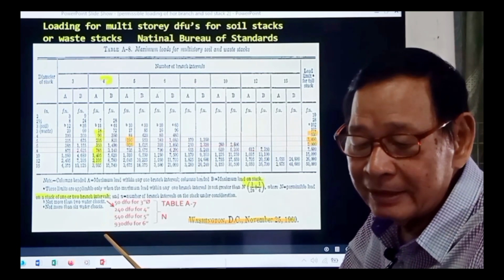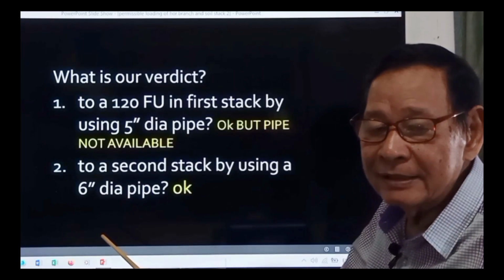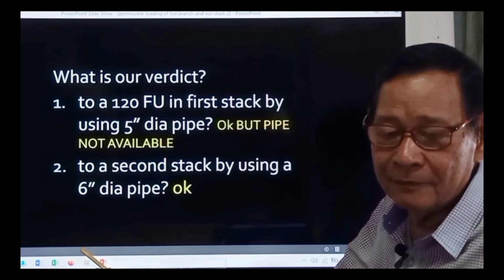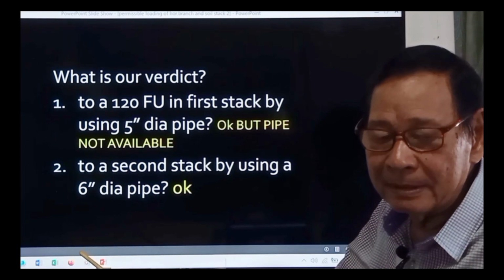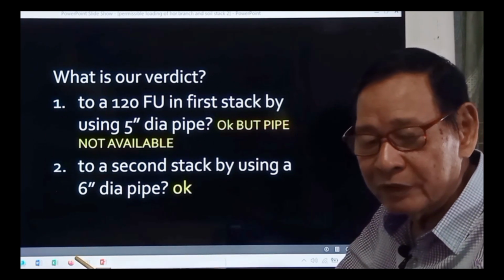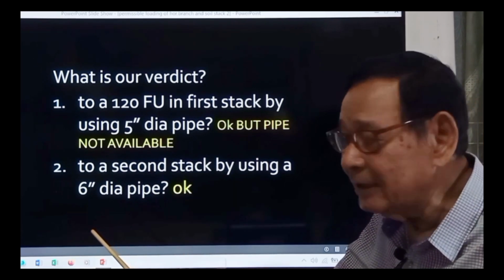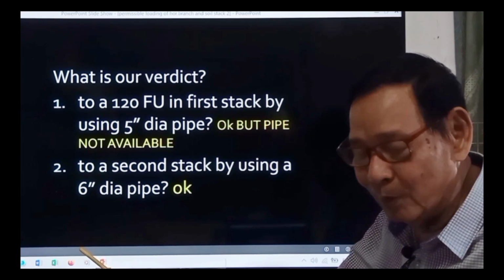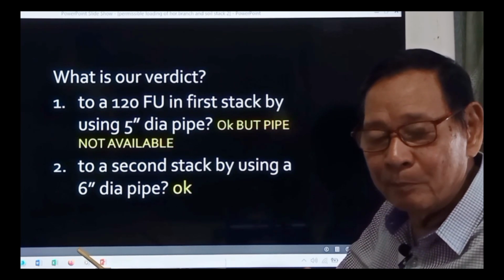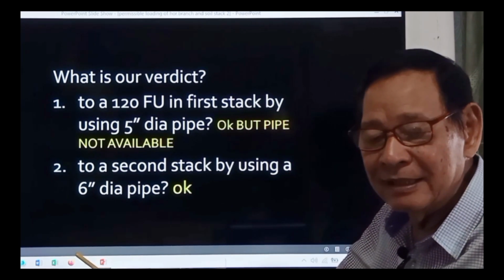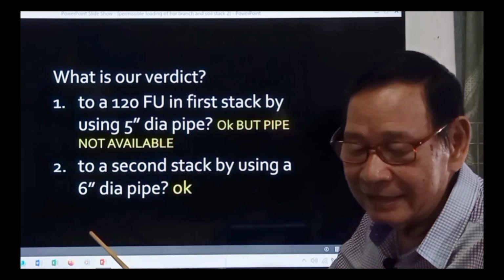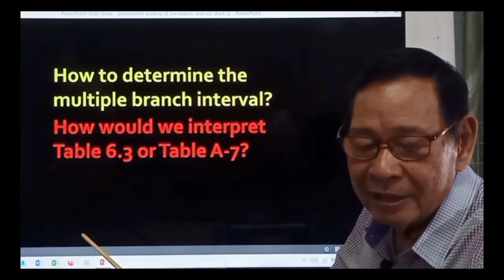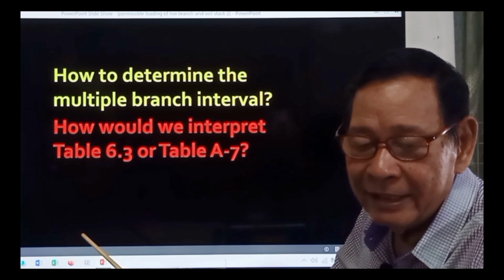So, ano na lang gagawin natin dito? Okay. What is our verdict? 250 fixtures unit first stock by using 5 inches pipe, okay, but pipe is not available. Resolve to 6. To a second stock by using 6 inches diameter, okay. So, puro 6 inches lahat diameter ng stock natin sa example natin kanina. Okay. How to determine the multiple branch interval? As we interpret table 6.3 and table A7.